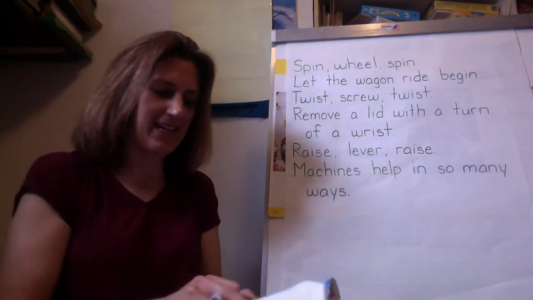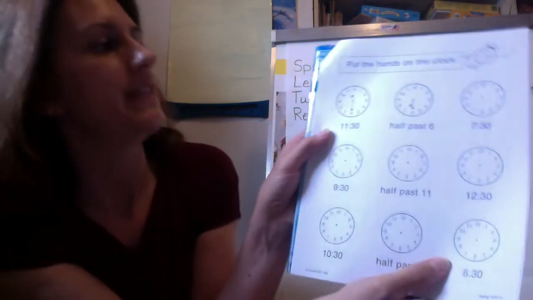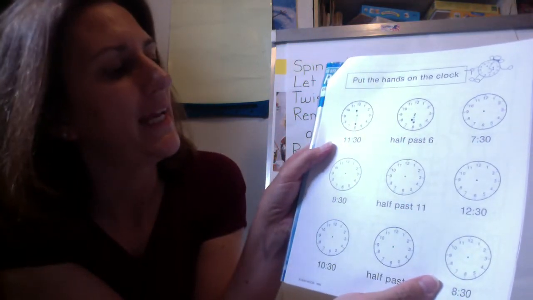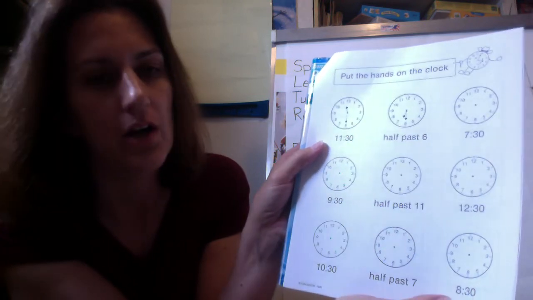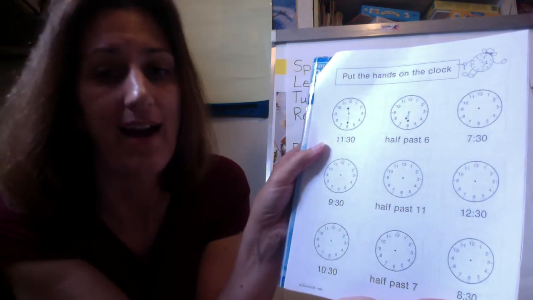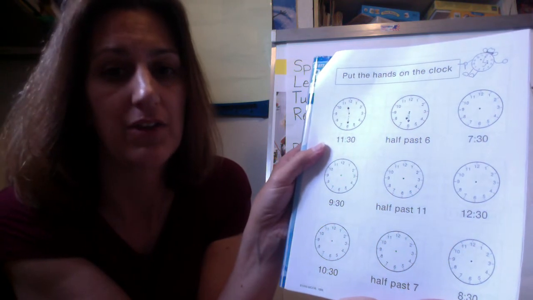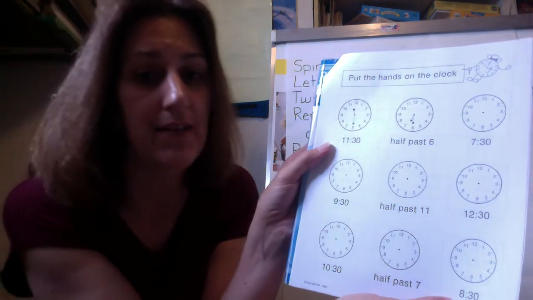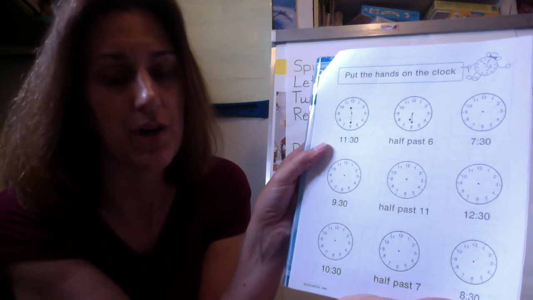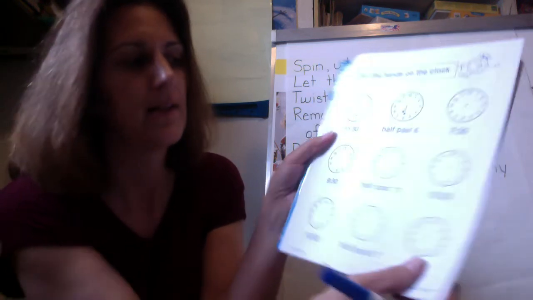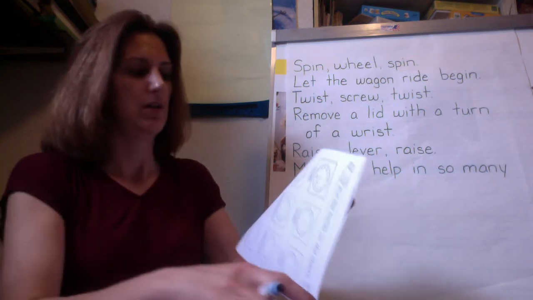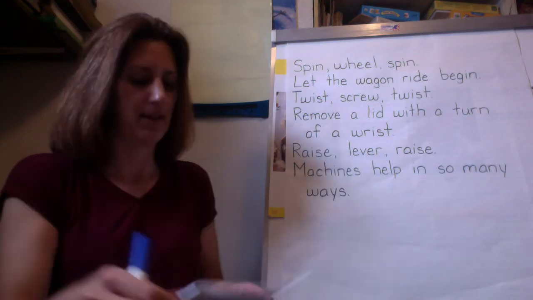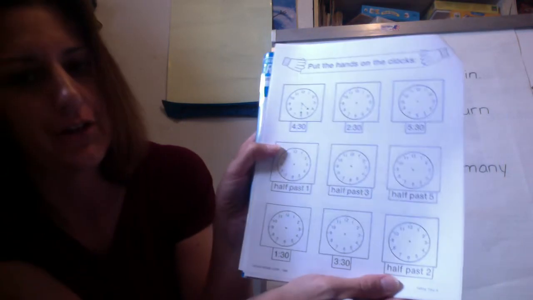All right, let's look at the next page. So on this page, you guys are going to put the hands on the clock. So this is all going to be our telling time to our half hour. So 11:30, 6:30, 7:30. So all you're doing is just drawing the hands to show me what time it is. Okay, on the next page, you're going to do the same thing. Okay, so put the hands on the clock for that half hour.